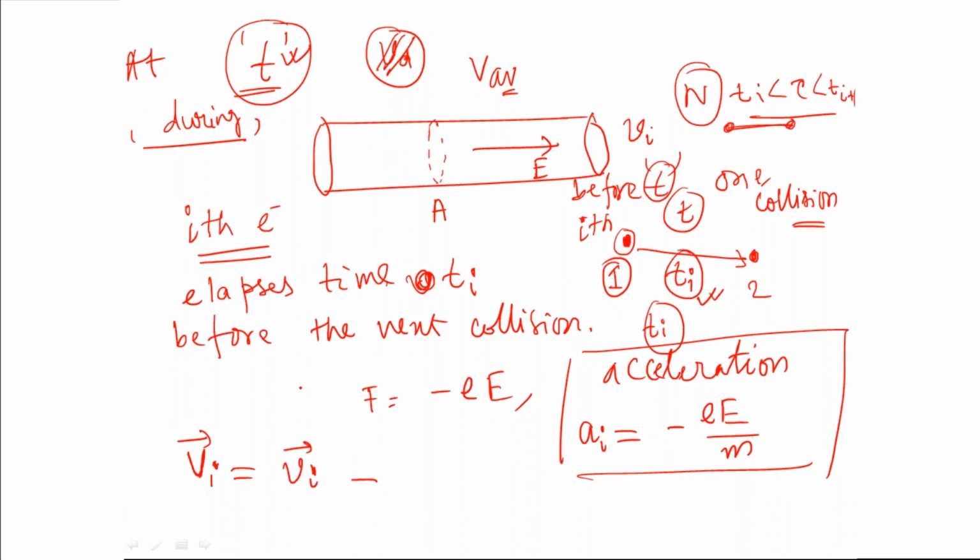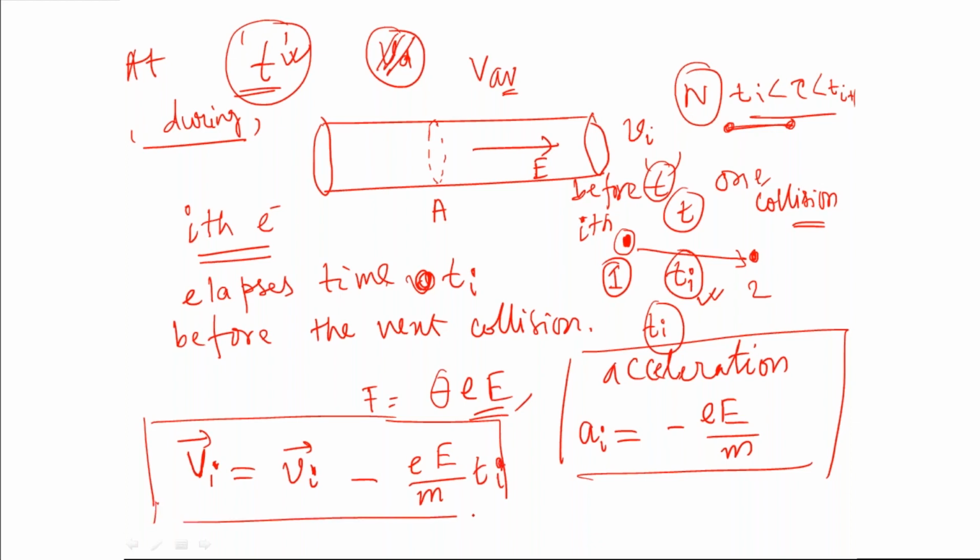And I can just use my formula from kinematics. Since it's constant or uniform acceleration, the final velocity will be the initial velocity plus a into t. Here ti is the time, and a is the acceleration, which is actually eE by m, and because of the minus sign, acceleration is minus eE by m, into ti. This is the velocity after ti time, for only one electron.